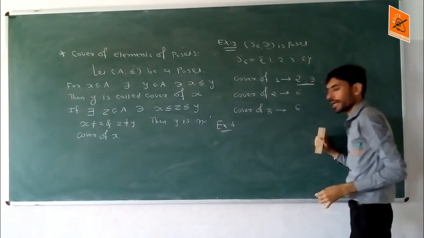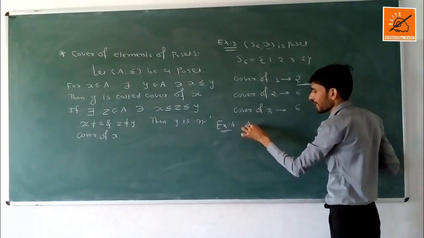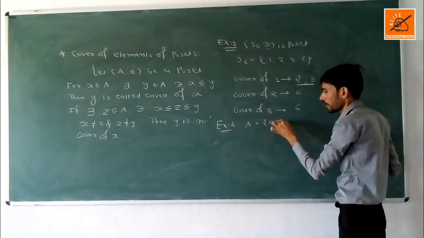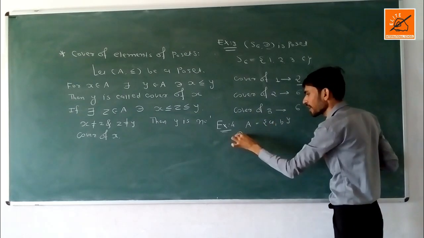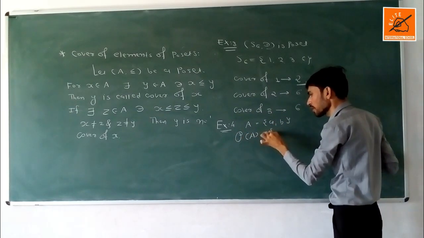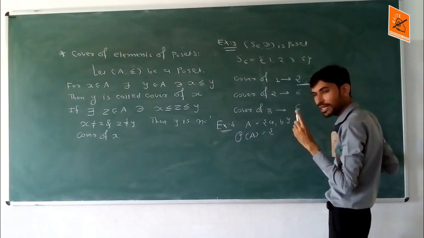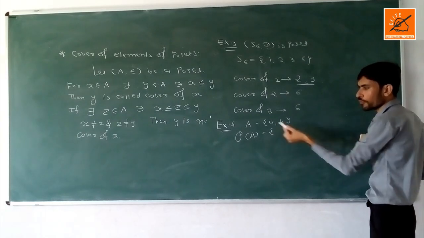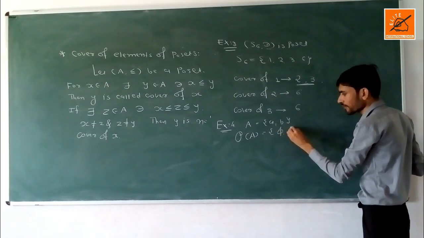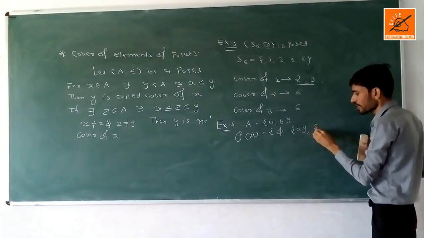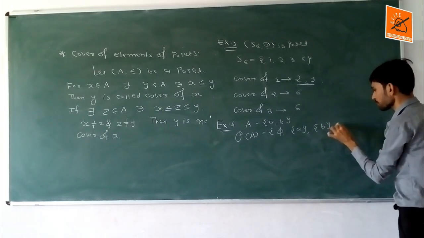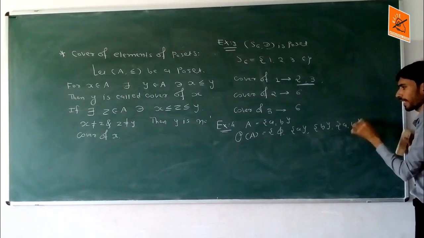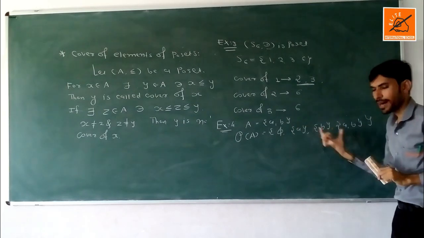Example number 4. Here we consider set A equal to {a, b}, and here we define our relation on the power set of A. The power set of A is nothing but the collection of all subsets of set A. So all subsets of A are ∅, singleton {a}, singleton {b}, {a, b}. So this is the power set of A.